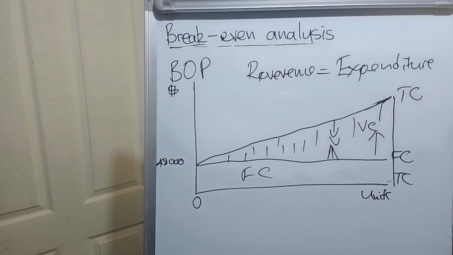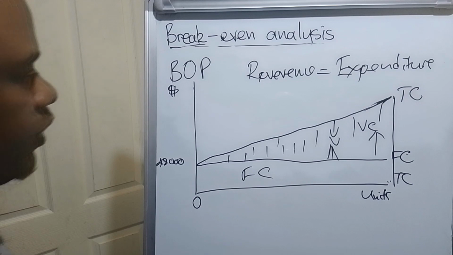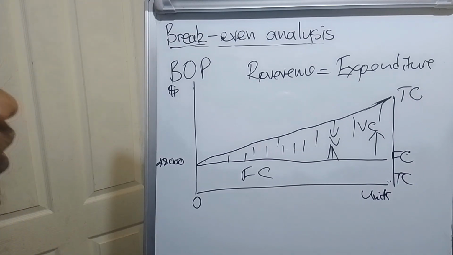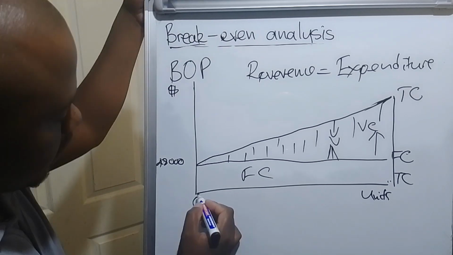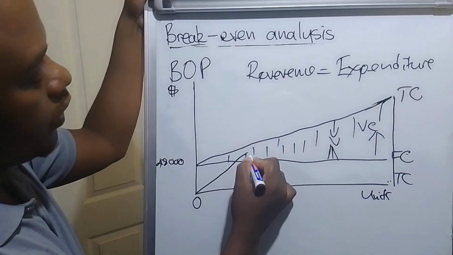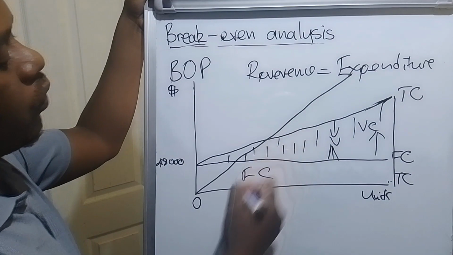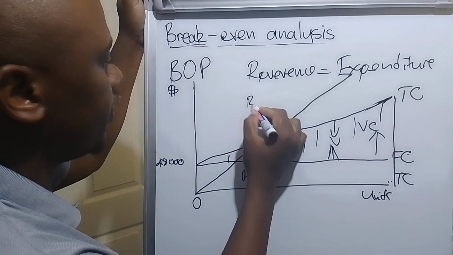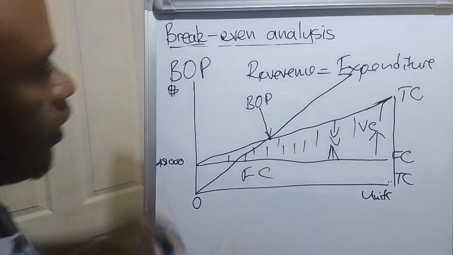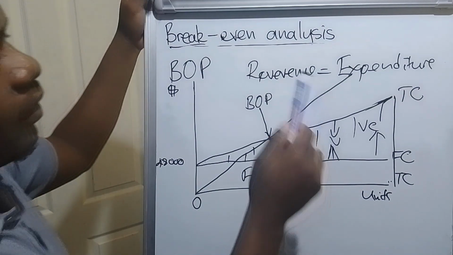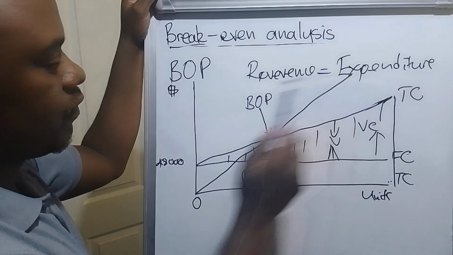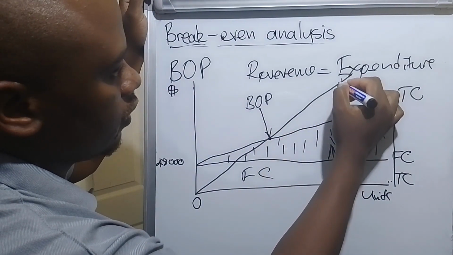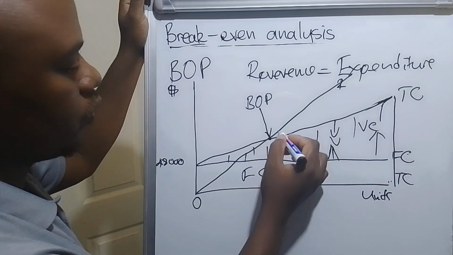Then we go to another line that is very important, the revenue line. At point 0, we are not producing or selling anything, so we don't have revenue. We draw a line from point 0, and the revenue line keeps going and going. At the point where the revenue line meets the total cost line, it's called the break-even point, BEP. Remember, when revenue is equal to expenditure, we have the break-even point. So the break-even point is when this revenue line meets with the expenditure line, this one.